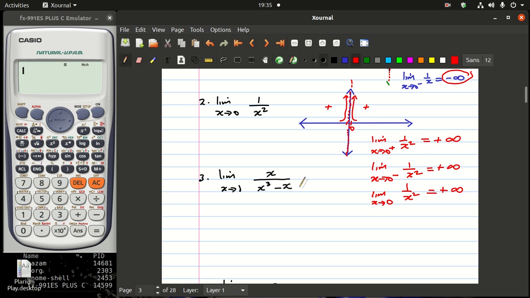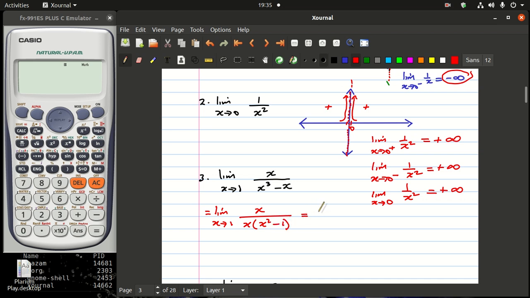You don't really have to do that. But just for you, if you really wanted to do it, we can just say this is going to be equal to the limit as x approaches 1 of, if we're factorizing this, I will have x outside. Inside, I will have x squared minus 1.